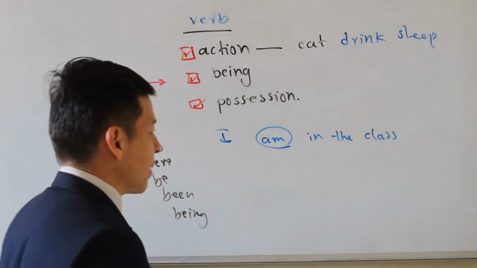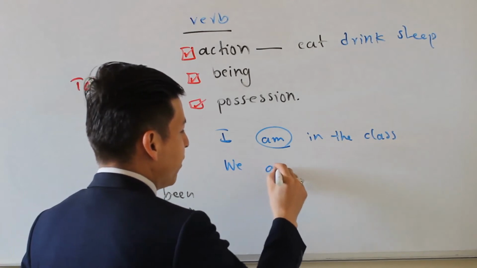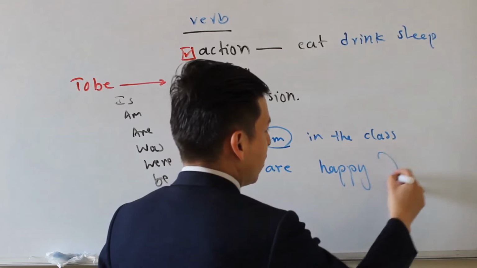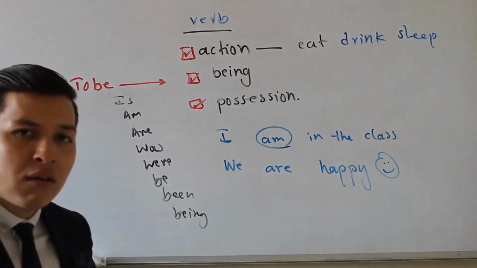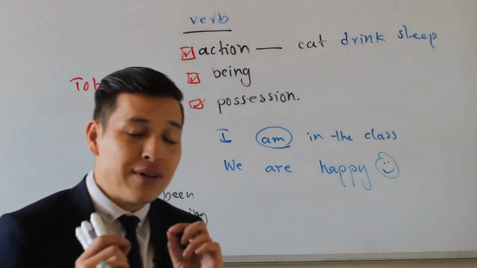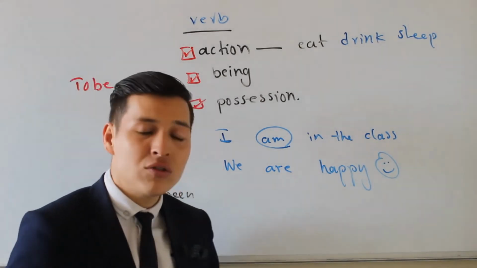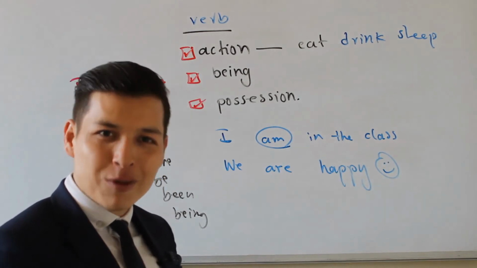Another thing, a verb can show a state of being. For example, how can I say that? For example, we are happy. So we are happy. It shows our state. This are is used to show our happiness, that we are happy. So I'm also happy. Okay.